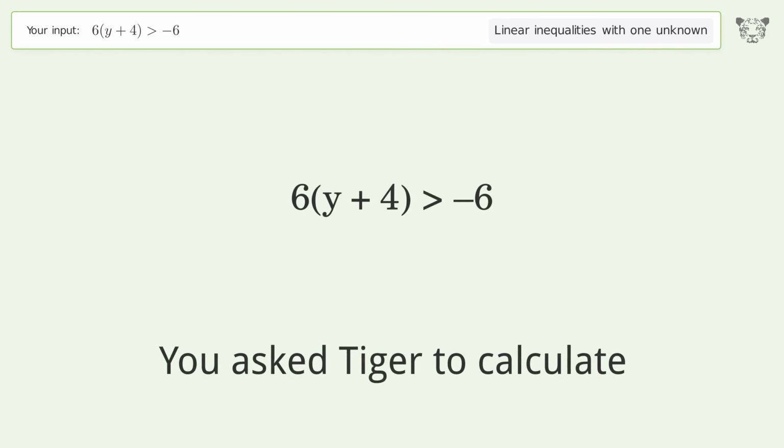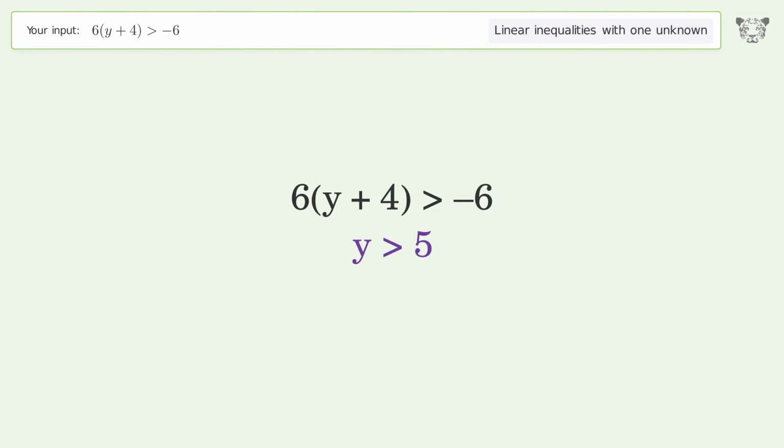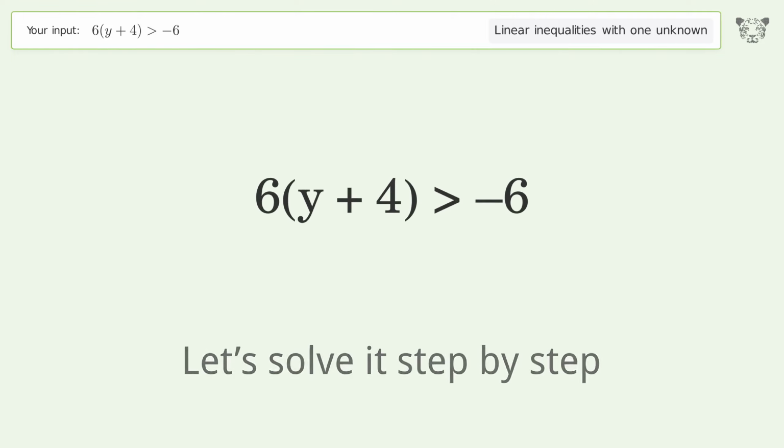You ask Tiger to calculate. This deals with linear inequalities with one unknown. The final result is y greater than -5. Let's solve it step by step.